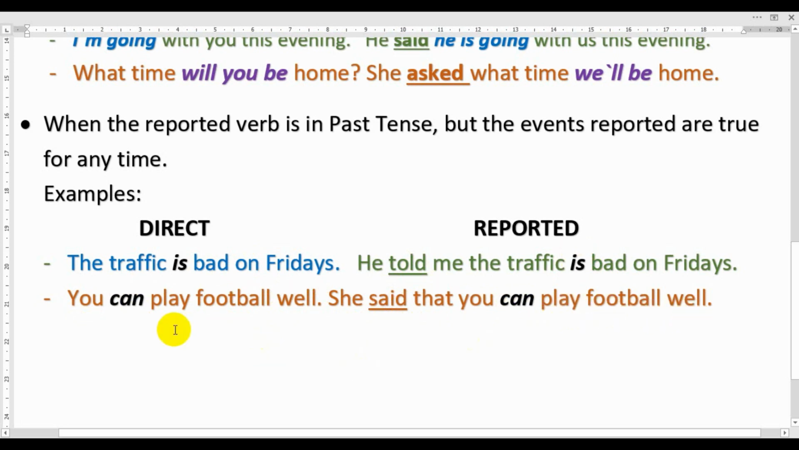La misma situación. Cuando esto se menciona, está en presente, tú puedes jugar fútbol muy bien, y cuando van a reportar, a pesar de que el reporting verb esté en pasado, la oración continúa siendo en presente, no cambia en el tiempo, porque la habilidad de jugar fútbol sigue estando en ese momento. Okay, so for that reason, this is the explanation that I have in here for you. So I hope you enjoyed this video a lot. So thank you so much. Now we are going to continue with the instructions in the next section.